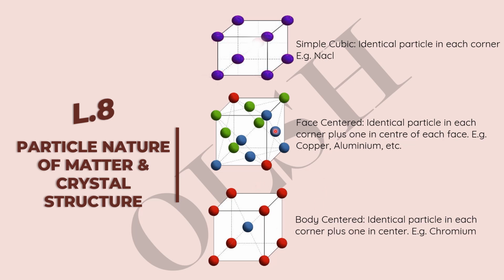We have examples of all of these. Simple cubic is the structure for NaCl, which is the table salt we have. The face centered is found in metals like copper and aluminum. We also have the body centered for chromium.